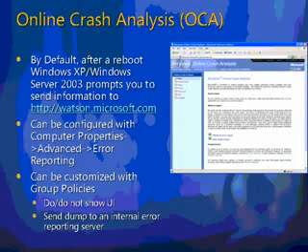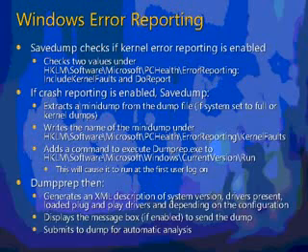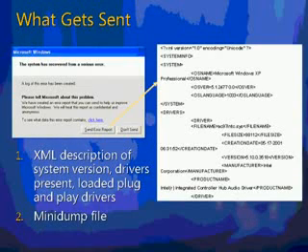This slide also talks a little bit about how you can configure the crash reporting options. But what gets sent to OCA when you actually do send a crash is an XML file that has a description of your system, what version of Windows you're running on, what drivers are configured on your system, as well as a mini-dump file. Hence, you get the mini-dump for free.